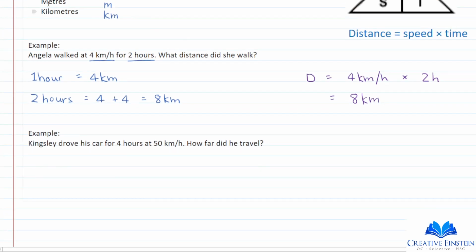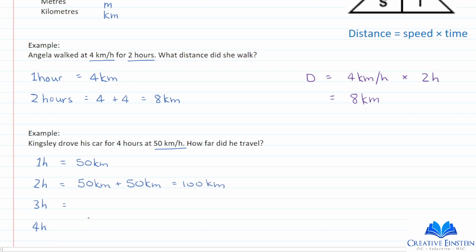Let's look at our next example. Kingsley drove his car for 4 hours at 50 kilometers per hour. So again, we'll look at the question logically first. Kingsley drove his car for 4 hours. So 1 hour, 2 hours, 3 hours, and 4 hours. In the first hour, he went 50 kilometers. In the second hour, he would have done 50 plus 50 because there would have been 50 kilometers every hour, which equals 100 kilometers.